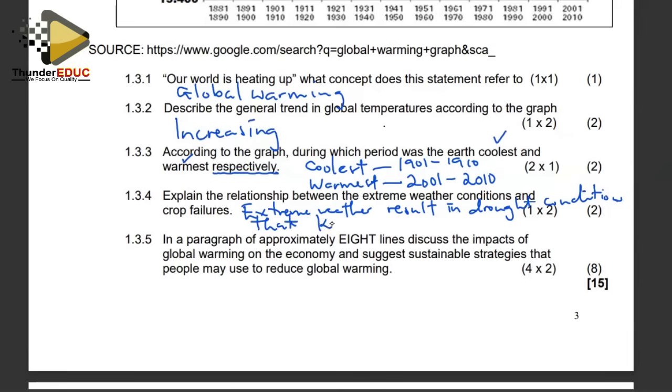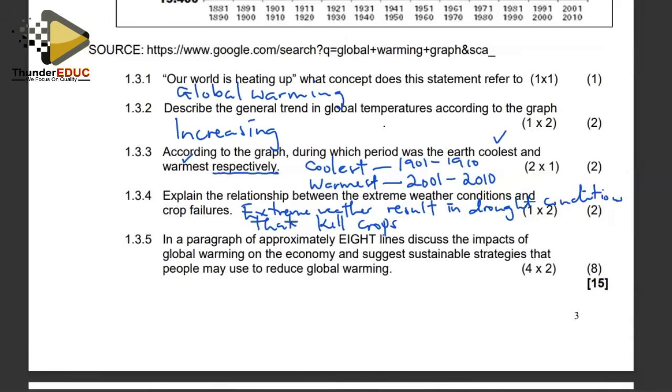That kill crops. Crops cannot do well if there is extreme weather conditions or droughts. Or we can also look at extreme conditions on the soil fertility. If there are extreme conditions, it means the soil fertility is going to be affected, and that is also going to lead to failure of crops. Or if there is extreme weather, it can result in flooding. Flooding is going to damage the crops, and there's going to be a crop failure.